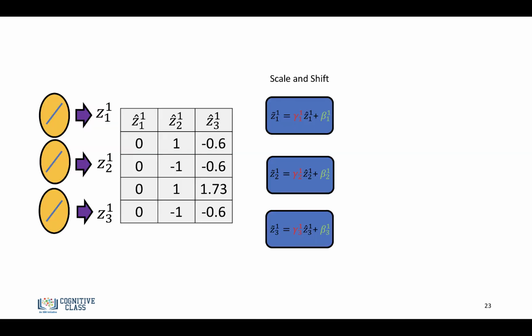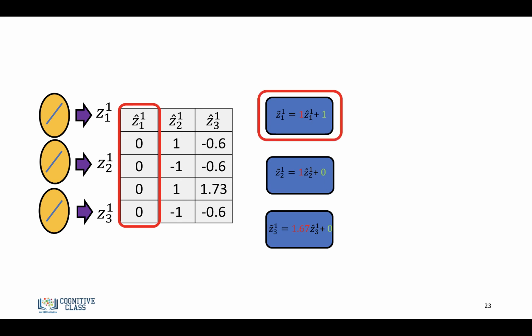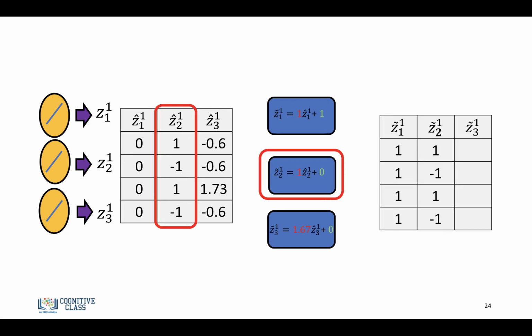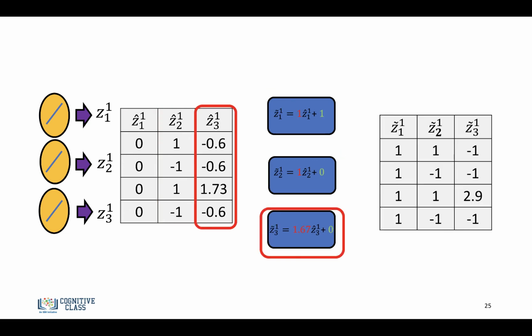Then we'll apply the scale and shift parameters to each of the neurons, and again, these parameters are learned via training, and this gives the model some flexibility. So in this example, we'll use the following values. We'll take the output of the first neuron and scale and shift all the values using this transform. Same for the second neuron and the third neuron.